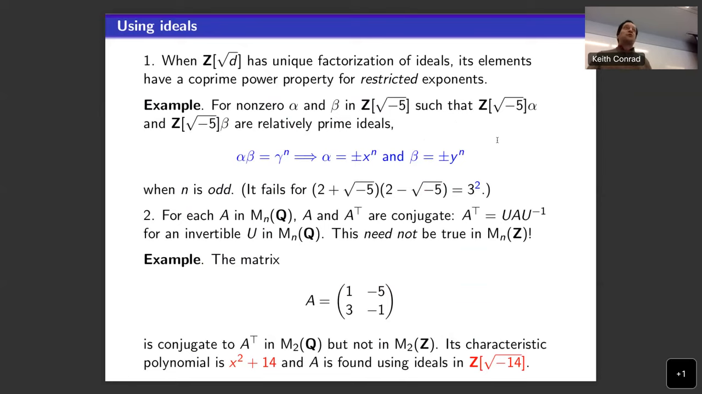Z[√-14], which comes from a root of the characteristic polynomial, does not have unique factorization of elements, but it does of ideals. And by converting the question of conjugacy of A and A transpose into a question about ideals, you can then use your understanding of ideals in this ring to discover these examples. So this can be converted into a problem about ideals and then solved using those.